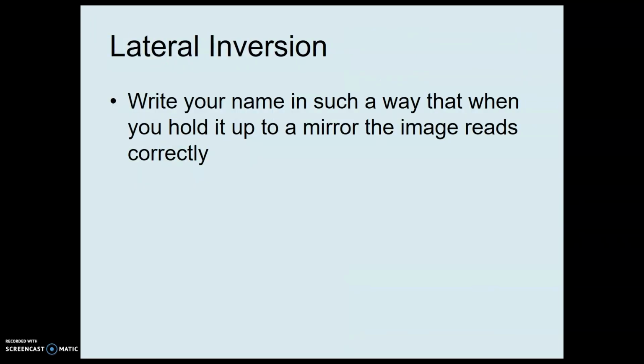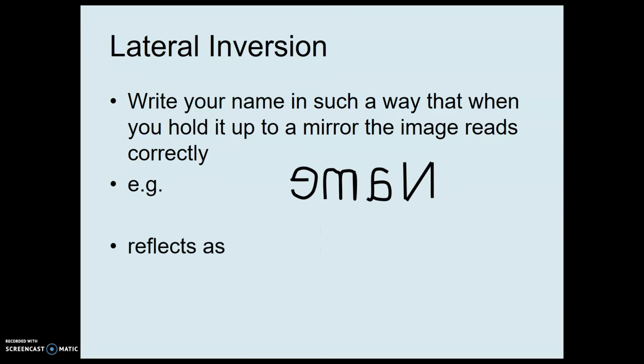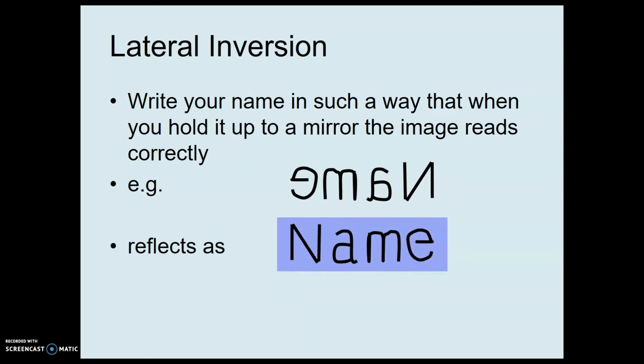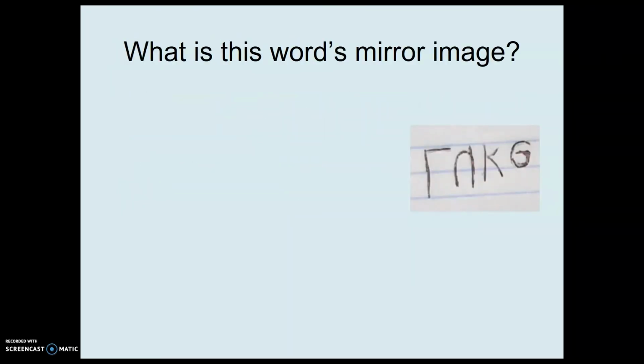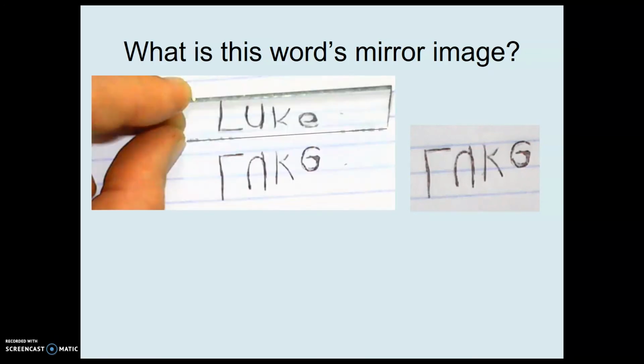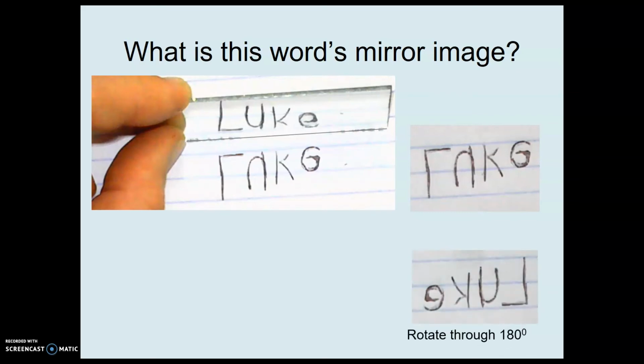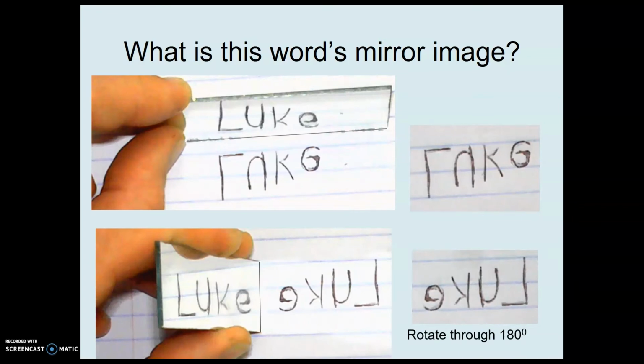Why don't you try this? Write your name in such a way that when you hold it up against a mirror, it reflects correctly. That will depend on how you hold the mirror. What do you think this spells? Well, you can see the person holding the mirror, and Luke wrote his name correctly as a mirror image. If you consider turning it through 180 degrees, then if you hold the mirror differently, you can also read it.